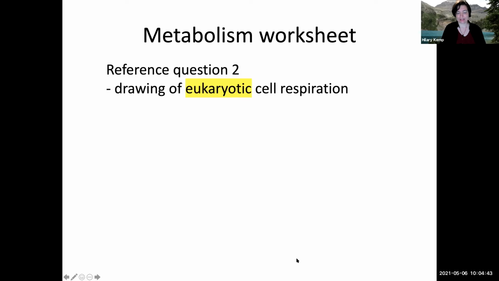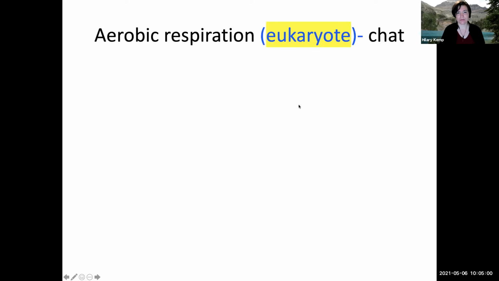Okay, so I'd like you to reference, you don't have to tell me, you don't have to submit anything, but I want you to pull out your metabolism worksheet because I asked you to do a drawing on question 2 of a eukaryotic cell performing respiration. And so you need this in order to answer the questions that we're about to talk about.